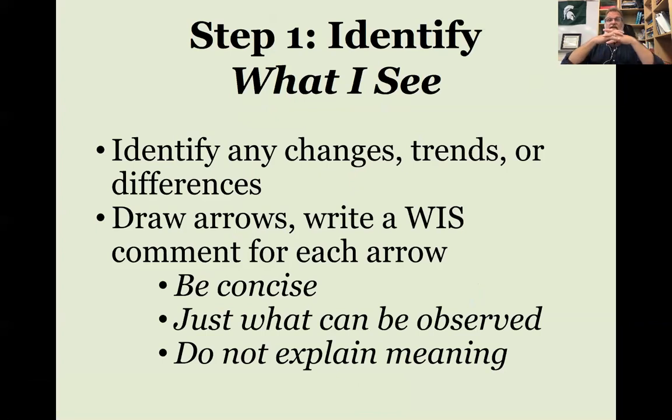Step one is the identify stage. It's also what we call the what I see, or WIS for short, W-I-S, what I see. So what you're going to do is identify any changes, trends, or differences. You're going to draw arrows and write a WIS comment for each arrow. You want to be concise, just what you observed. Do not try to explain at this stage. A lot of people have a hard time at first because they want to explain at this stage. We just want to point out what we see.